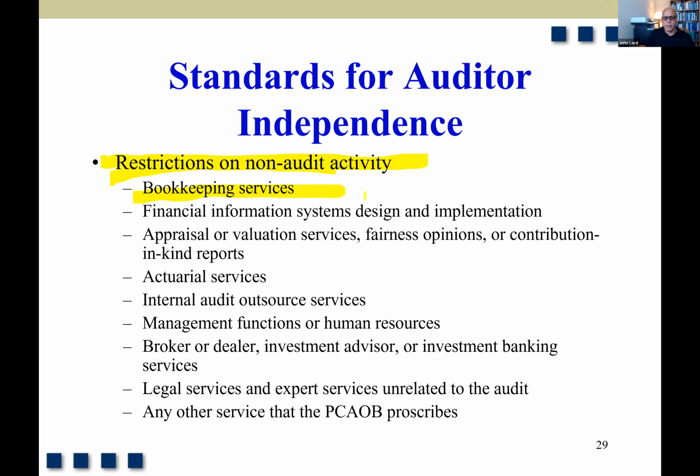And you look at that and you're like, okay, yeah, because what happens if I'm providing the bookkeeping services, and then I'm turning around and also trying to audit the financial statements? I'm auditing my own work. Since auditors are required to look at the internal control as part of the audit, then I can't provide outsourcing of the internal control because I would be auditing my own work.